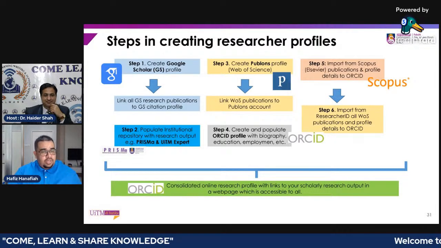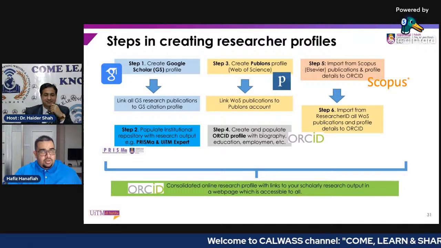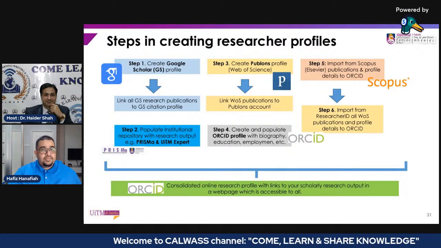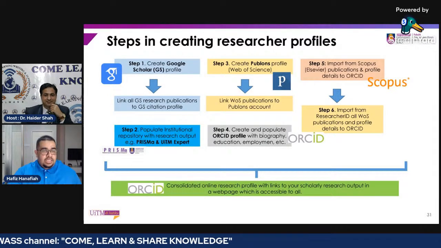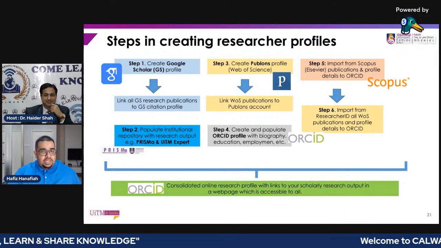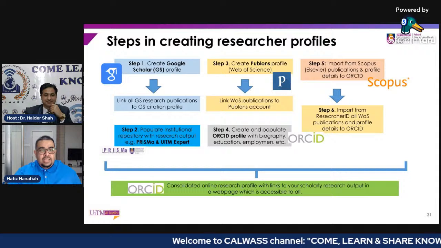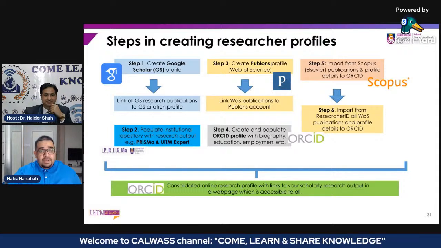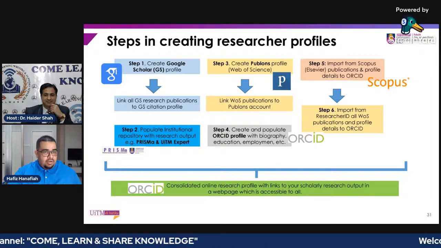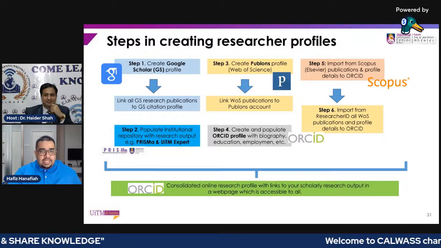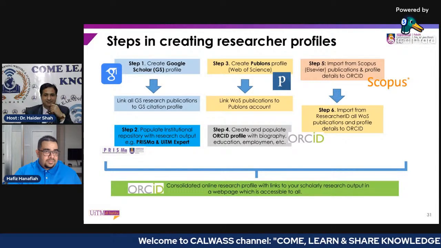And step two is to make sure that if you are a lecturer, please update your university repository system. Then you can create your Publons profile even without any publication in Web of Science. You have that account, and you can link all the WOS publications, if you have any, to the Publons account, and then you can create an ORCID ID. The reason why I start off with ORCID ID rather than Scopus is because you can create an ORCID ID and link the ORCID ID profile with Publons.